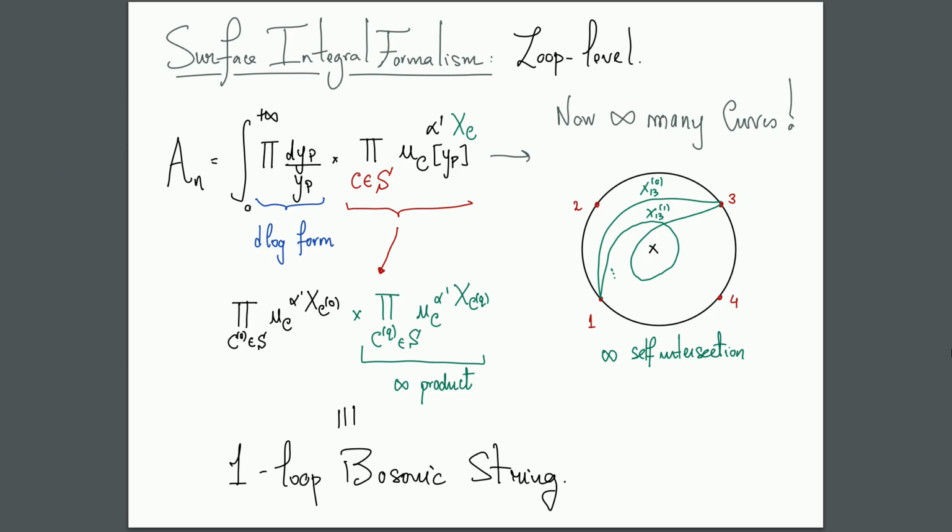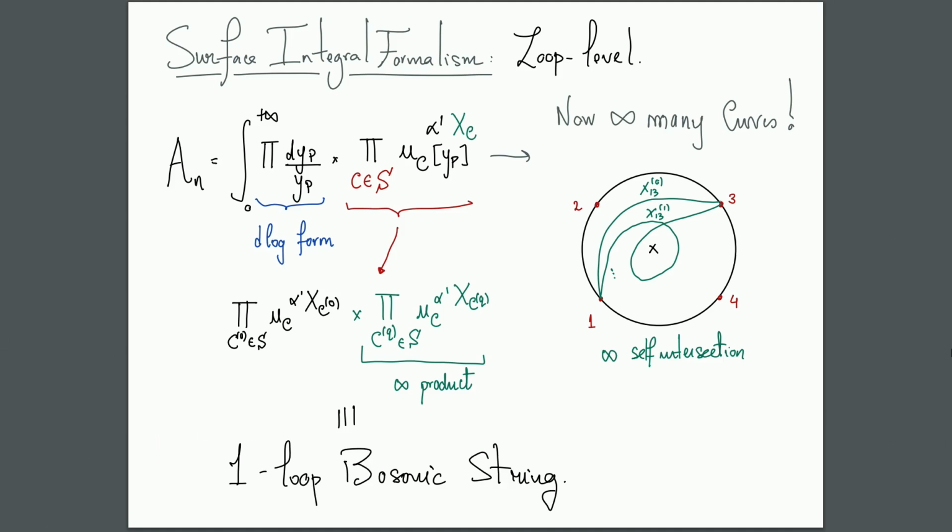So at loop level, everything goes exactly in the same way. The formula is exactly the same. The thing is that here, in this product over all the curves on the surface, from the moment that we have a puncture, now there's actually an infinite number of curves that we can draw on the surface, simply because we can have curves that self-intersect as they go around the puncture an arbitrary number of times. So this product over curves is a genuine infinite product over these self-intersecting curves. And this infinite product is actually crucial so that we're able to reproduce the standard result that we get from bosonic string theory at one loop.